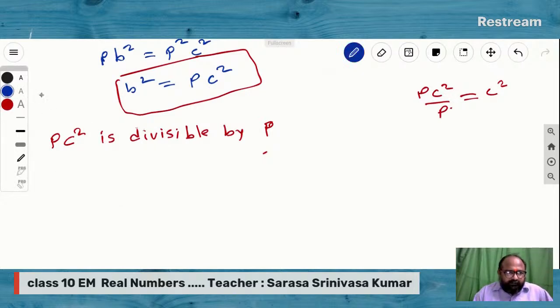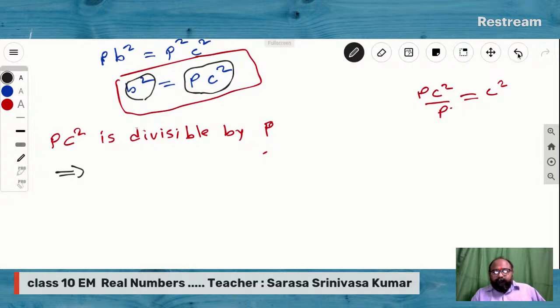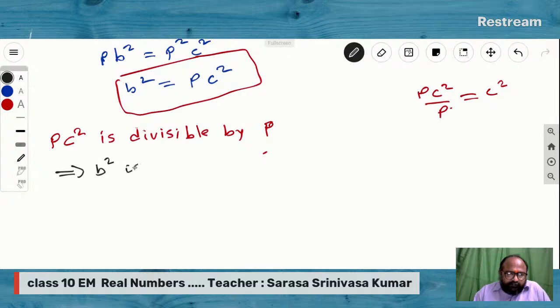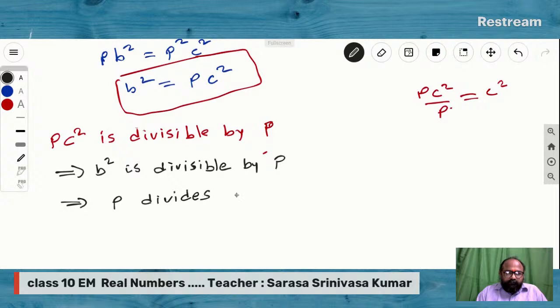So from this, we can conclude that if the right hand side term is divisible by P, then the left hand side must also be divisible by P. If the right hand side is divisible by P, the left hand side is also divisible by P. So B square is divisible by P. That is, P divides B square. Now we apply theorem 1.6.